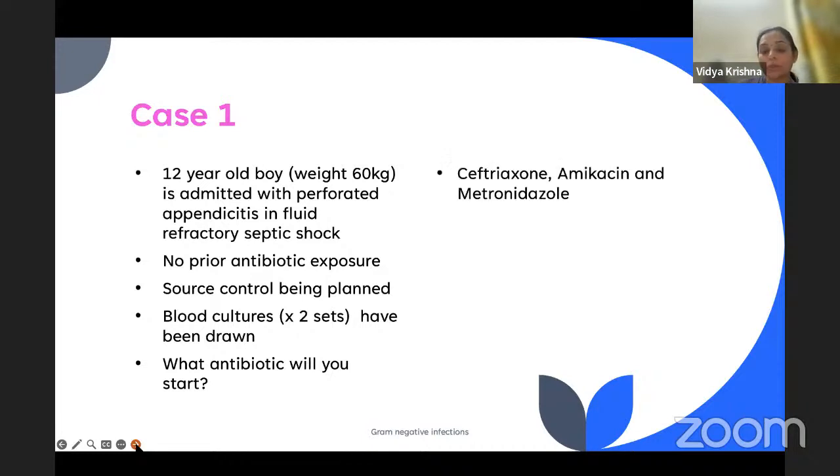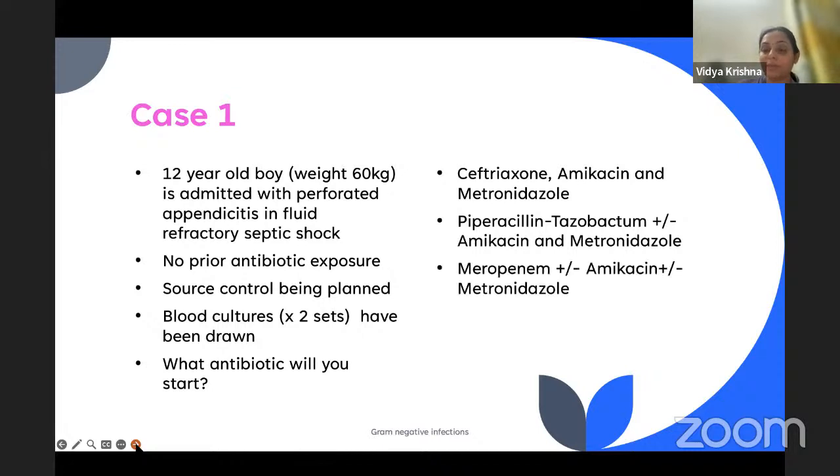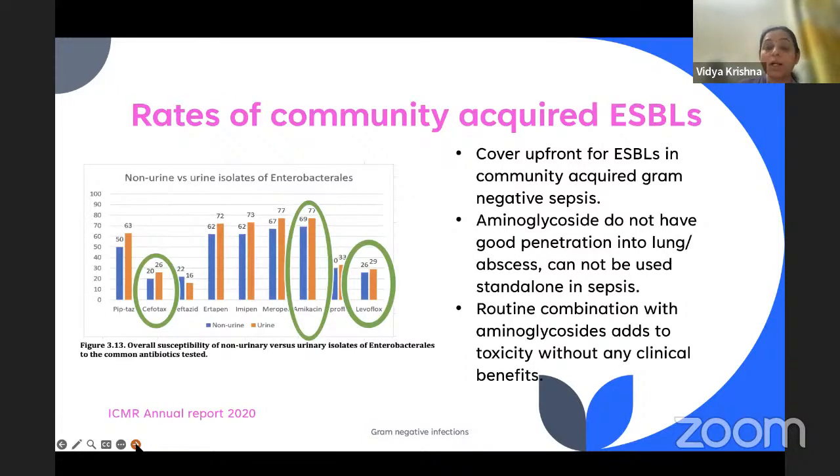So do you want to go with ceftriaxone, amikacin, metronidazole, piptaz, amikacin, metronidazole, meropenem with or without amikacin and metronidazole, any of the above, but I will also add vancomycin. Okay, so now we need to know this is a community acquired, what looks like a gram-negative sepsis, isn't it? So this is an intra-abdominal source. So what is the rate of gram-negative resistance in the community?